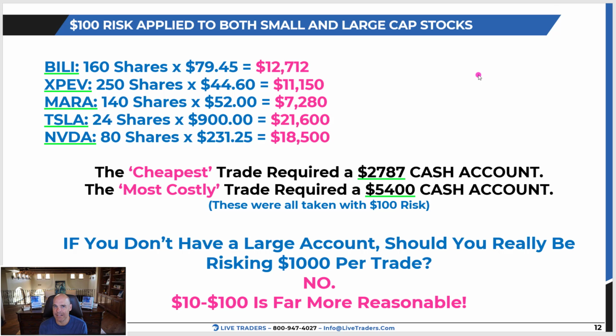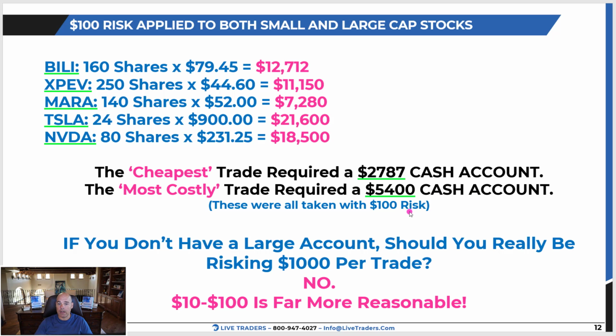That's insanity. You should never bet more than 1%. You shouldn't ever risk more than 1%. Okay, 2% is really high. So if you took Billy with a $100 risk, it cost you 12 grand. If you took XPEV or Mara or Tesla, this is what it would cost you: 11 grand, 7 grand, 21, 18. So the cheapest trade was a $2,700 account. Okay, the most expensive, most costly trade was a $5,400 account, cash, leveraged 4-to-1, if that was a $100 risk.